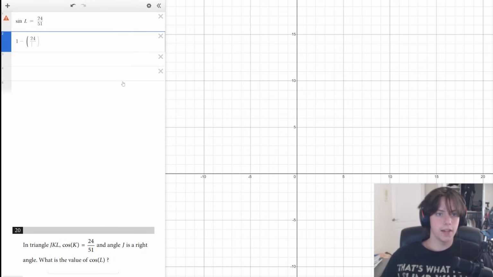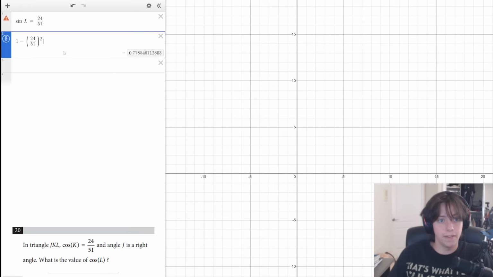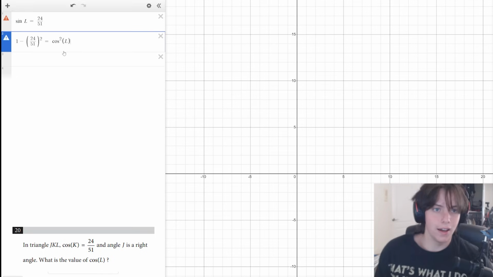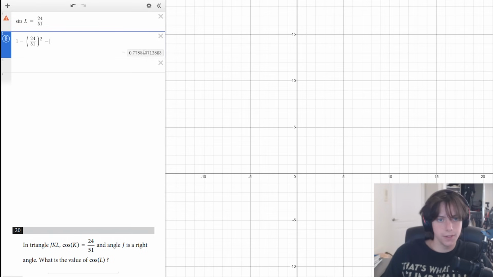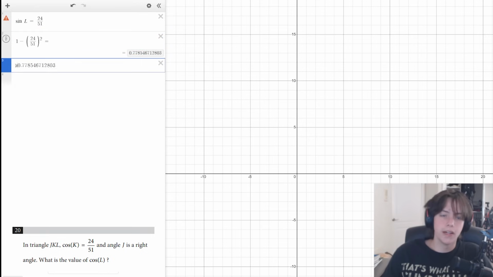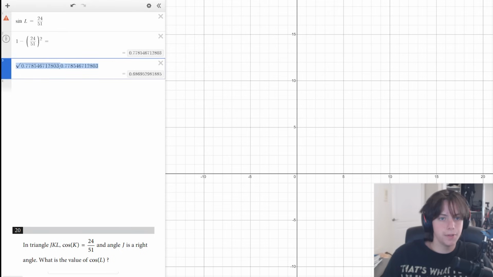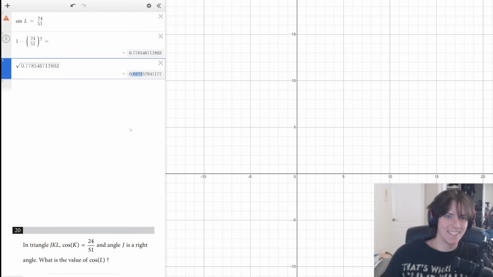Now since we have sine of L, we can just do 1 minus (24 over 51) squared, and that would be cosine of L squared. You can see I write this out, and from here it's easy. We have our value of cosine of L squared, so all we have to do is take the square root of it to find regular cosine of L. The square root is 0.8823, or 0.8824 if you round correctly. So that would be our answer. And that's all you have to do for this question.